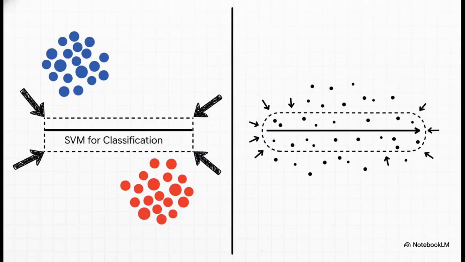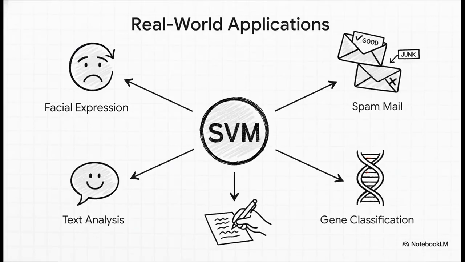And get this, SVM isn't just for putting things into boxes for classification. You can actually flip the whole idea on its head and use it for regression. That's when you're trying to predict a number, like a price or a temperature. It's called support vector regression, or SVR. And instead of trying to draw a street that keeps everyone out, SVR tries to draw a street and fit as many data points as possible inside of it. Pretty cool, right?